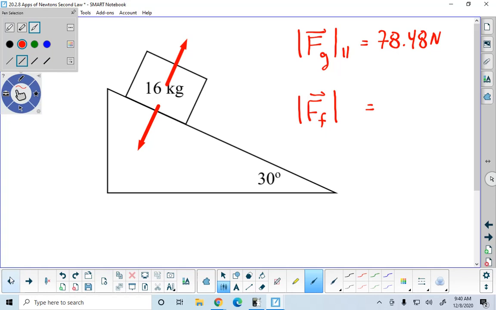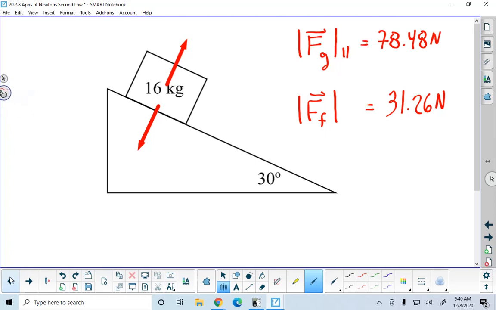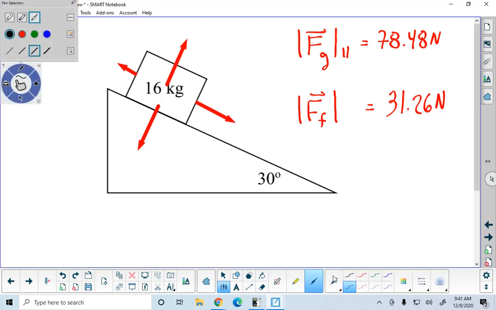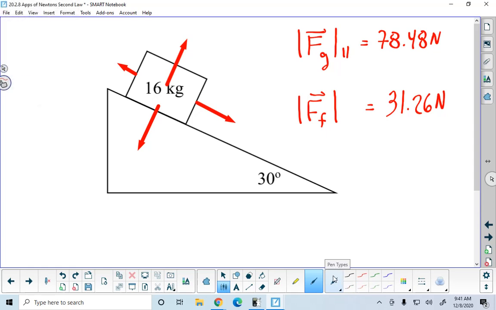Now, why did we make this list? So that we know how to draw in our diagram the other forces. There is a force due to gravity that is parallel of 78 newtons, and there is only a force of friction of 31 newtons. And we can label these, and we should label them because I'm trying to set you up for success on your next assignment.